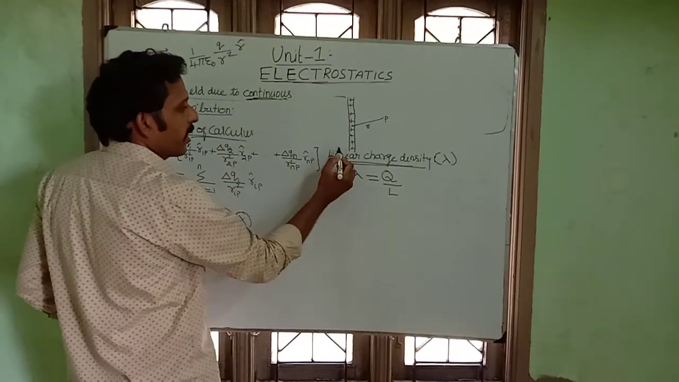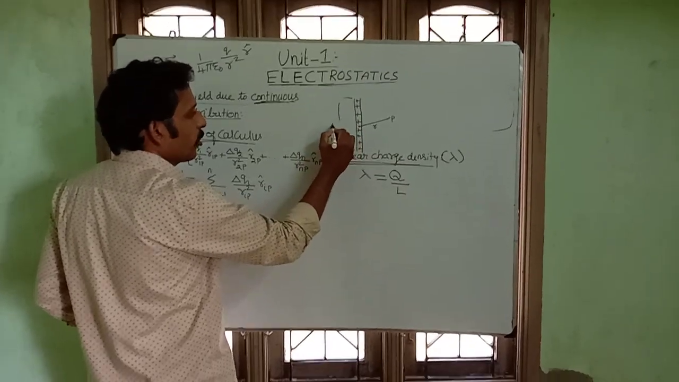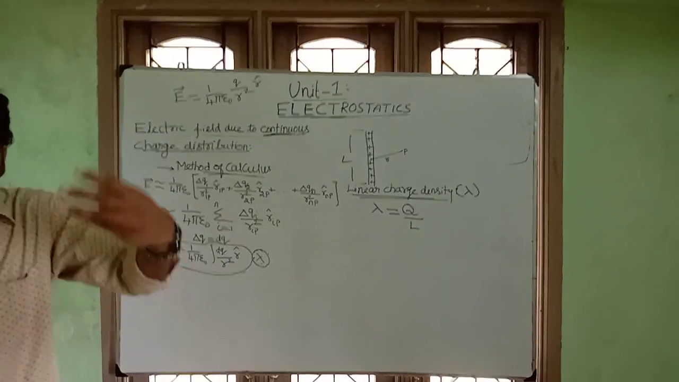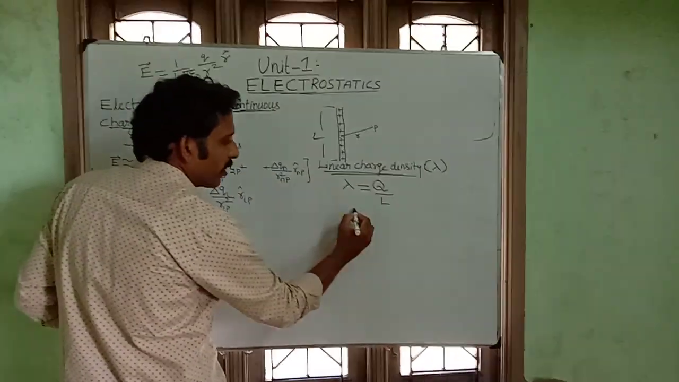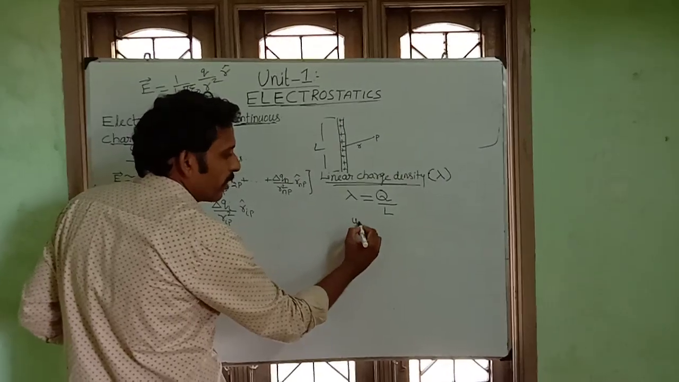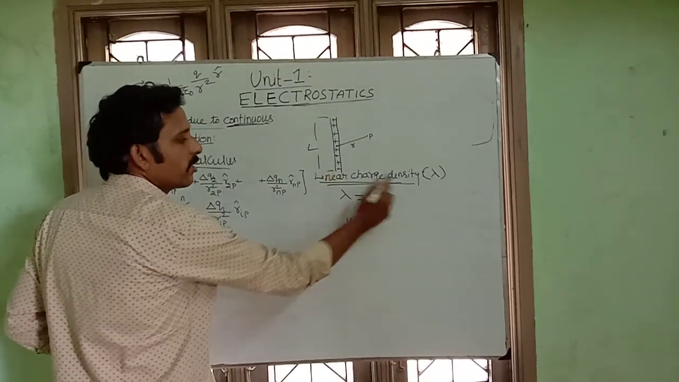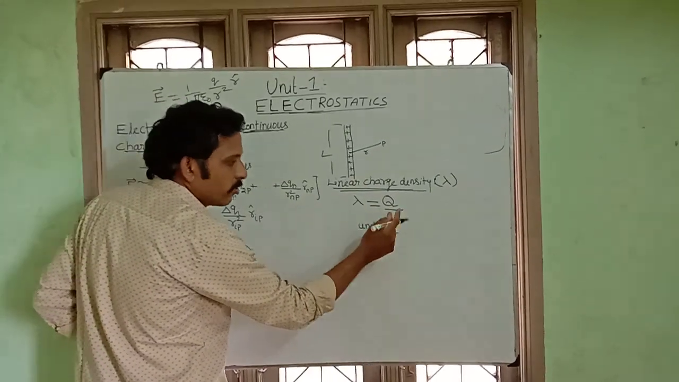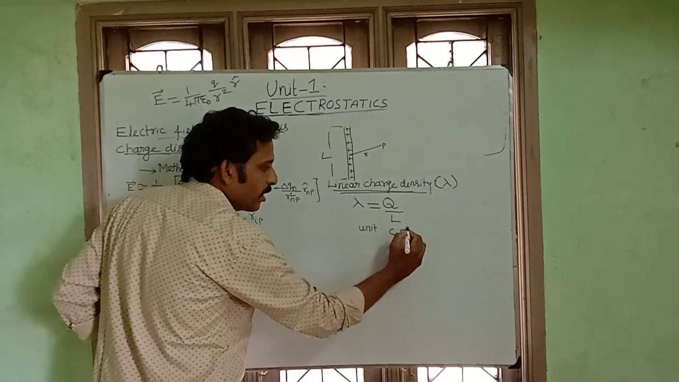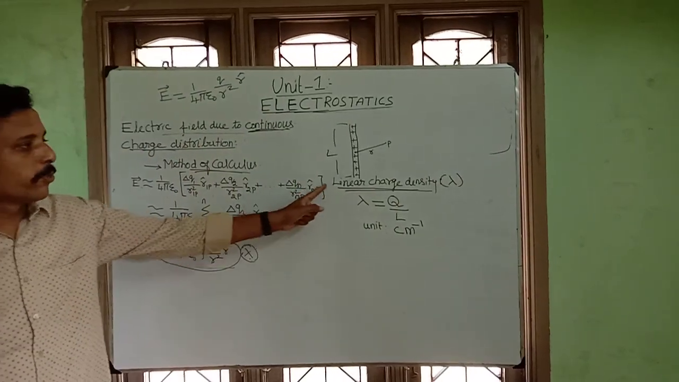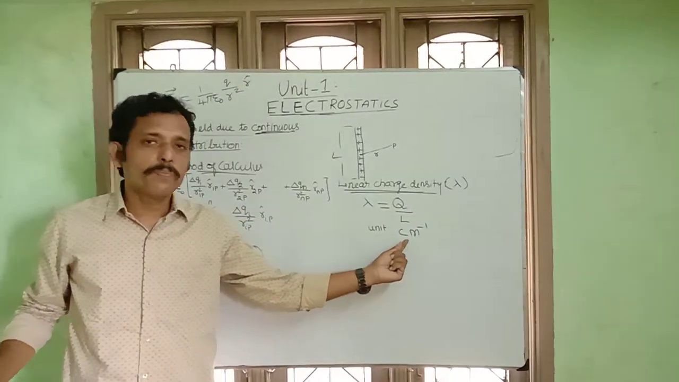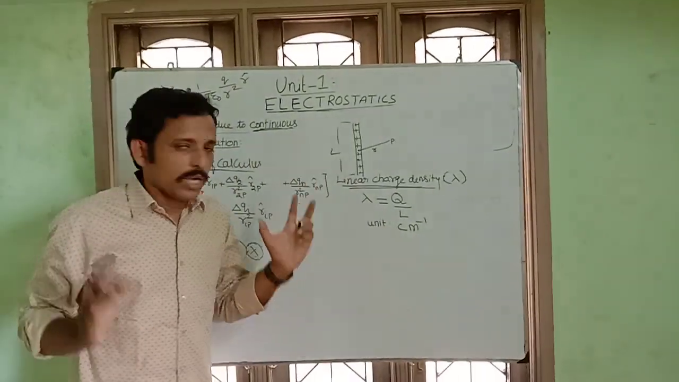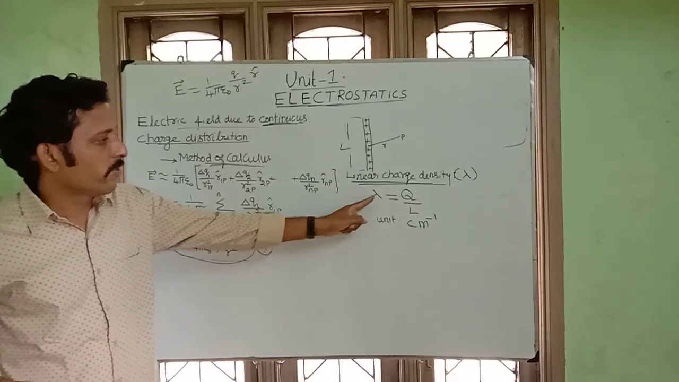Let us take the conductor as having length L. This is general. Now let us find the unit of linear charge density. The unit of charge is coulomb and the unit of length is meter, so the unit of linear charge density is coulomb meter power minus 1. It can be asked as a one mark question, so understand the concept clearly. Lambda is equal to Q by L.